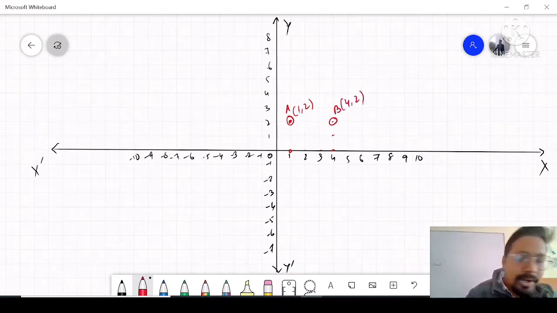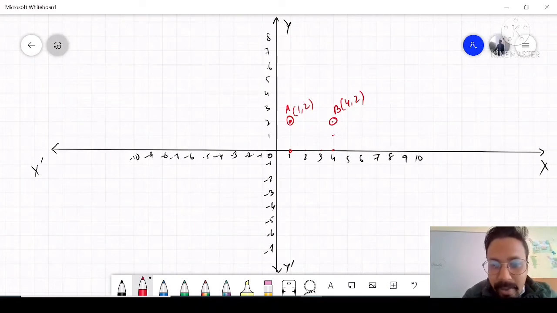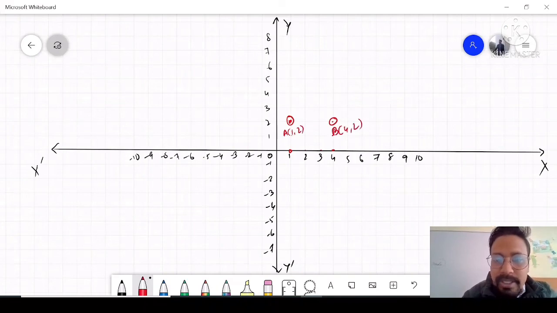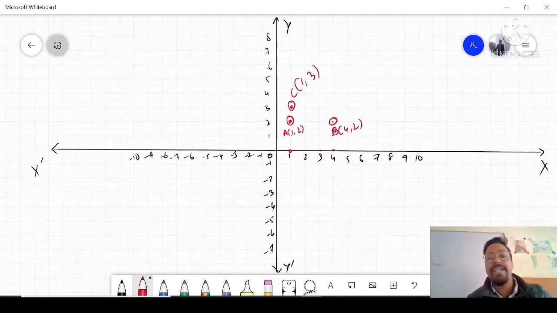Then we have C, (1, 3). In C we have 1 and then 1, 2, 3. Okay, then I think I need to change the way I have written it. So the first one was A, (1, 2). Next was B, (4, 2). Then we have C, (1, 3). So (1, 3) will be here. C, (1, 3). And we have to find D.